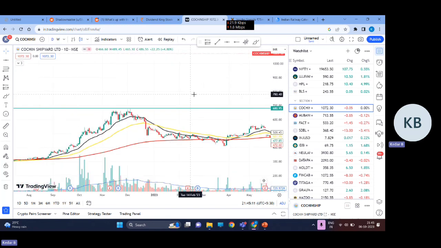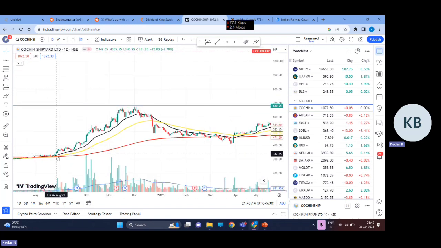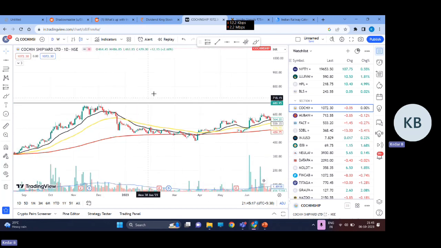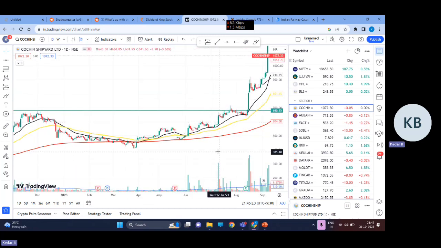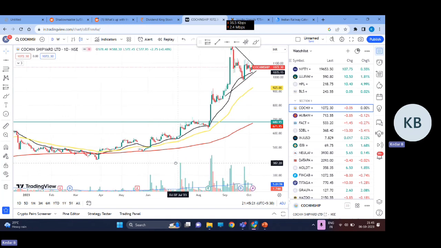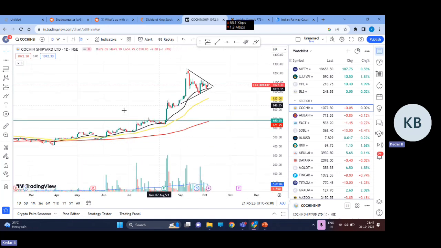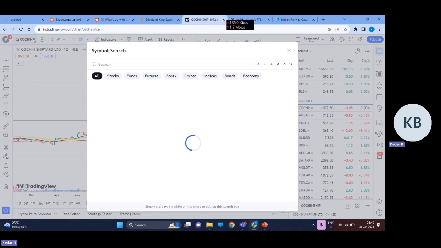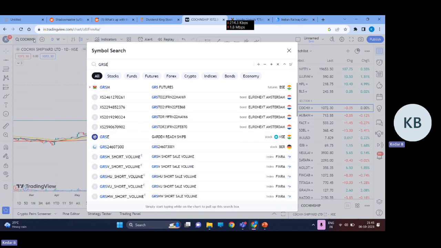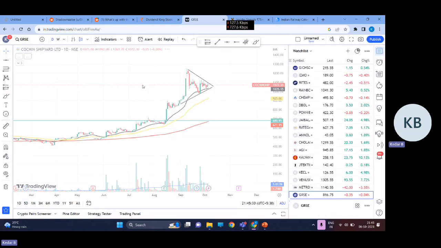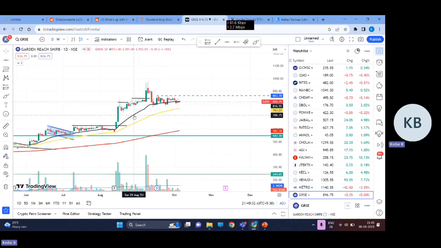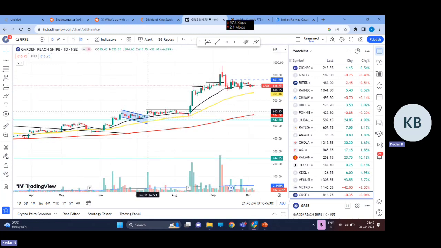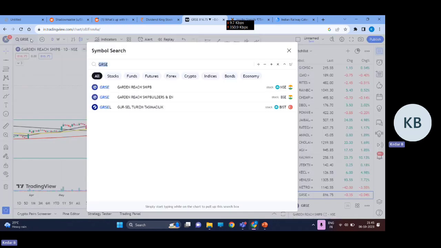Previously also, last year I got this move, a major chunk of it, and sold it around here. So you should be tracking it. You should not wait for the news. If you wait for the news, you will miss out on all these good moves. This one also, GRSE, belongs to the shipping sector. I bought it around here, and you can see it gives such an amazing move.